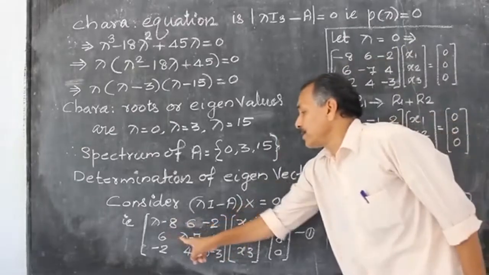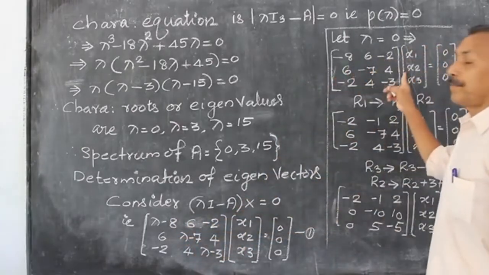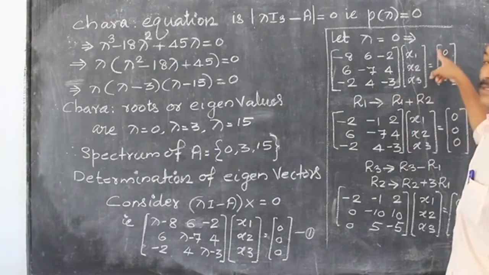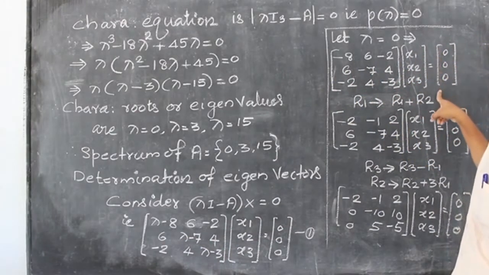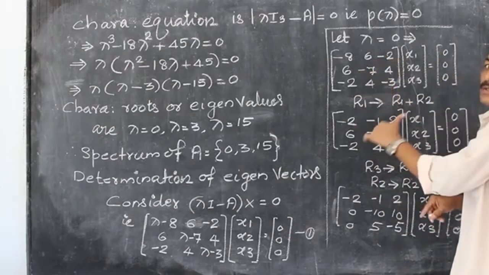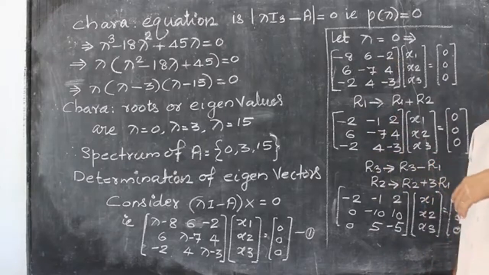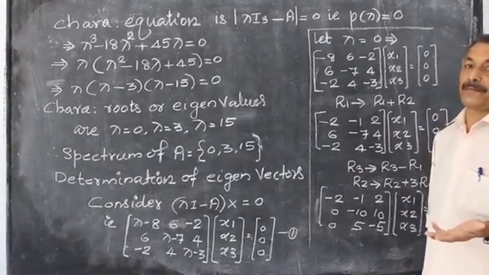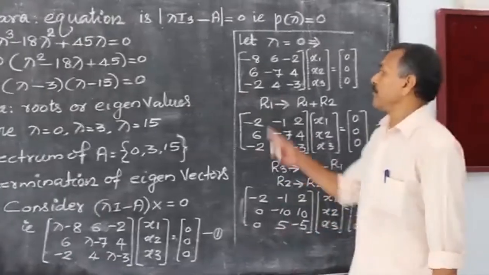Then 6, lambda equal to 0, I have minus 7, 4. Minus 2, 4, minus 3, times x1, x2, x3 is equal to the zero column matrix. To solve the equation, we apply a series of row transformations.